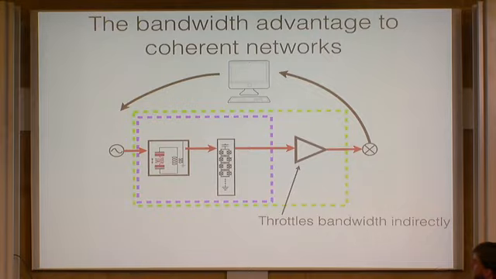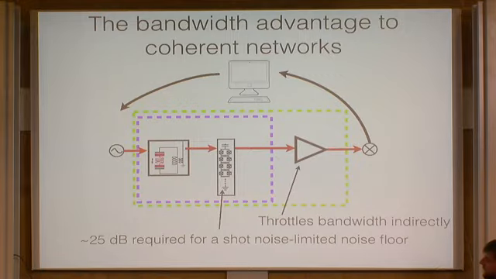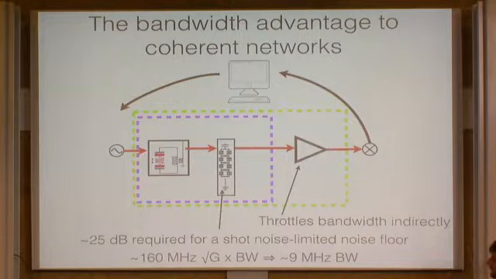Now, what that means is actually this thing throttles the bandwidth in the system indirectly. Because it has that relatively high noise floor for doing quantum-y stuff, in order to set the noise floor to be something that's shot noise limited, you actually need something like 25 dB in this preamp. And to date, all these preamps come with a gain bandwidth product. That is, the best ones have something that's sort of in the low hundreds of megahertz range, which means to see quantum shot noise in a single shot, you need this much gain, which means that your bandwidth is going to be limited to something like 10 megahertz.